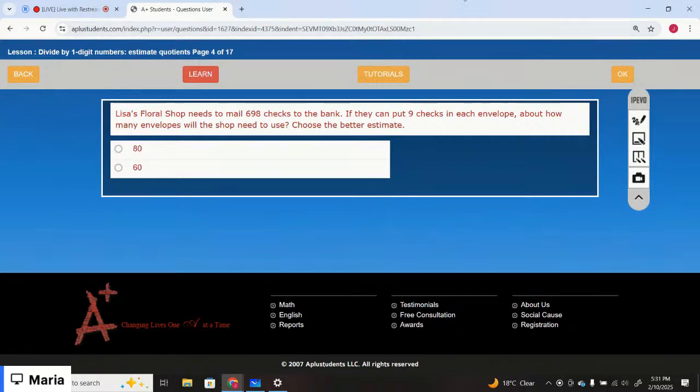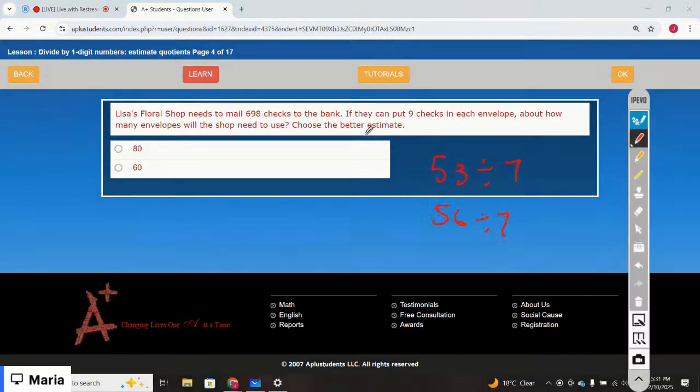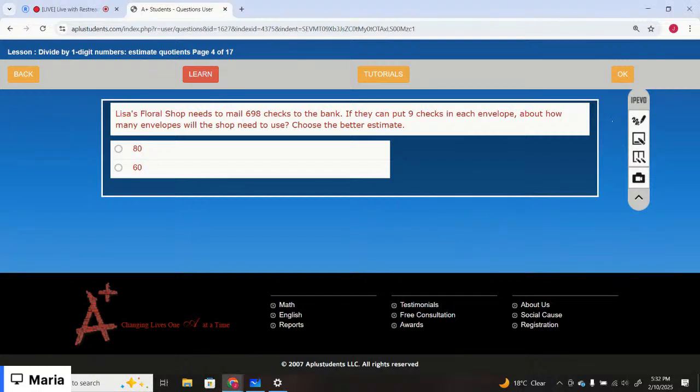The correct option is 698 divided by 9. It would be rounded to 720 because 9 times 8 is very good. So option number 1 is the correct option, that is 80.